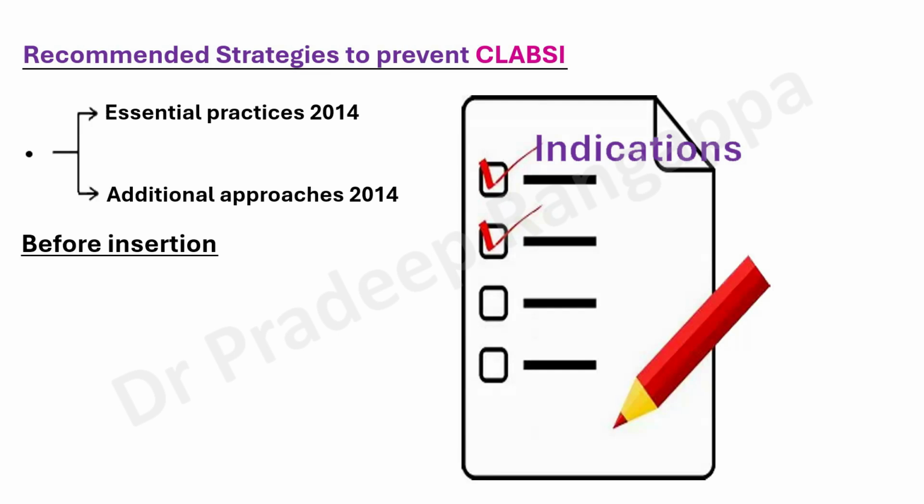So before insertion, the key thing is to have a checklist. All these guidelines endorse that one should have a checklist and should have a clear indication for placing an indwelling catheter or for putting a central line. Not doing it when there is no indication is a very important thing. And understanding the risk profile of the patient, whether the patient is on dialysis, has neutropenia, is likely to stay long in the hospital, or is obese. So categorizing the risk of the patient, basically maintaining the checklist, is very important to understand the risk profile.